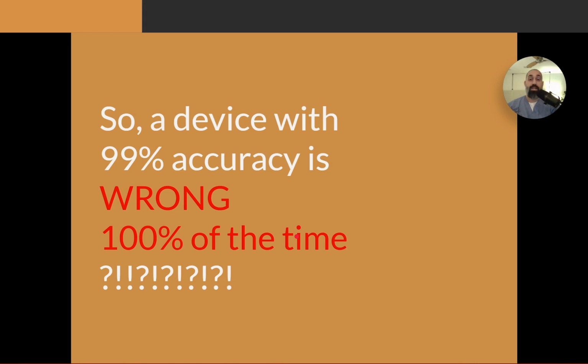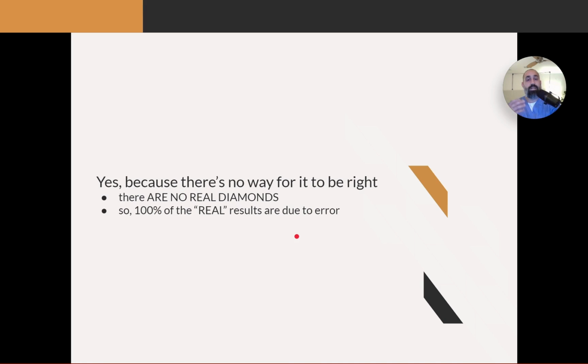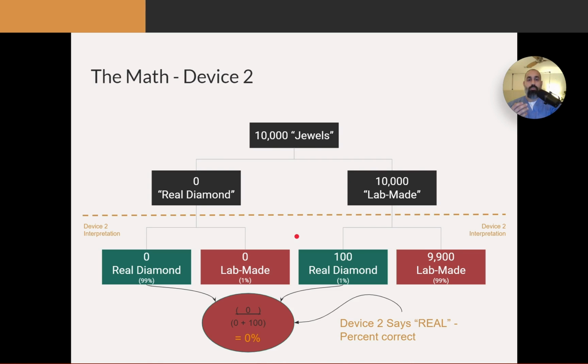So a device with 99% accuracy is wrong 100% of the time in this scenario because there's no way for it to be right. Every time it says that the diamond is real, all of those results come from error because there are no real diamonds. In considering these scenarios, we went from 0 real diamonds, and then we went to 100 real diamonds. And when we were at 0 real diamonds, we had 0% correct. And when we had 100 real diamonds, we were at 50% correct.